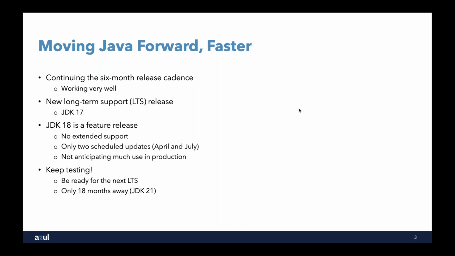If you're planning on moving to the next long-term support release after 17, which is going to be JDK 21 in this case, because we're switching from a 3-year release cadence for long-term support to only 2 years, that means that JDK 21 will be the next long-term support release, and that's only 18 months away. So it is important to keep testing against new versions as they come out. Even if you're not going to deploy, have a look, see what's going on, and see if anything could affect your applications so that you're already working on that before the next LTS comes out.